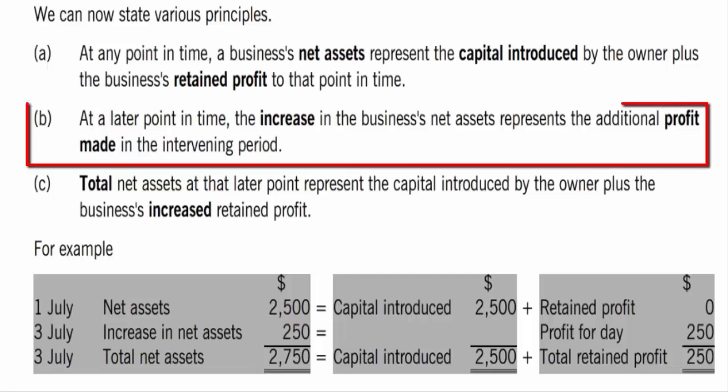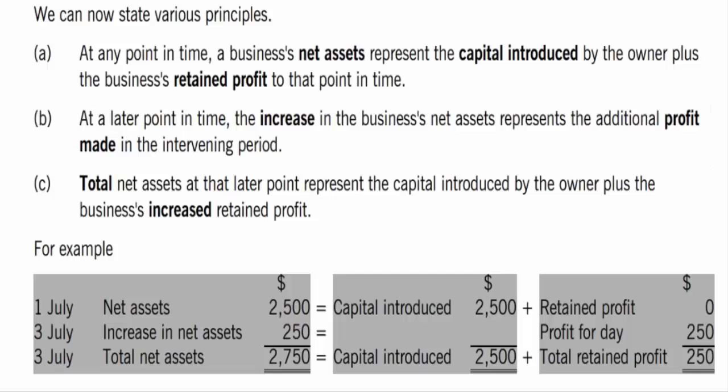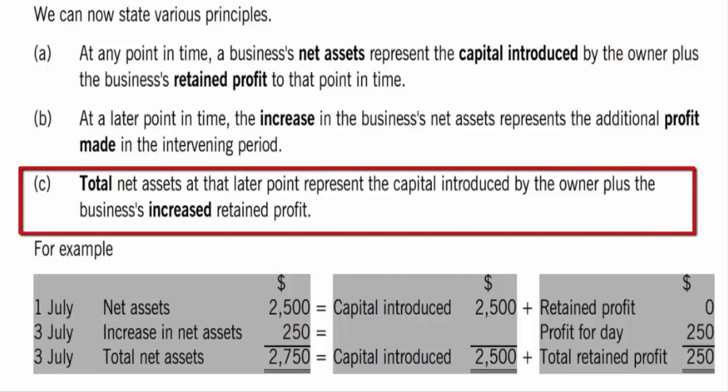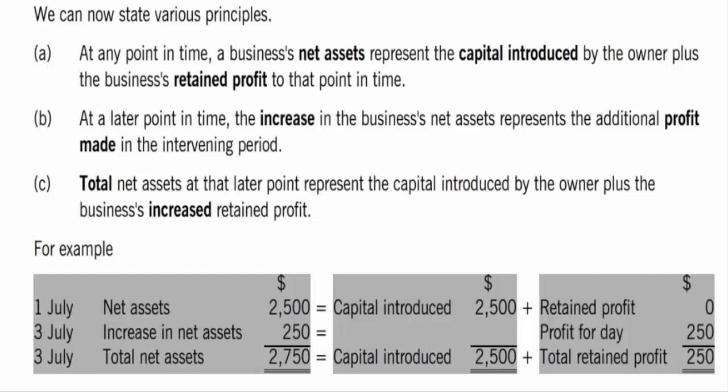2. Increases in net assets represent profits earned. When net assets go up, this increase represents profit earned by the business during that period. For Neelam, the increase of $250 from the beginning to the end of the day represents the profit her business earned on July 3rd. 3. Total net assets combine capital and retained profit. By the end of the day, her total net assets reflect both the original capital she put in and the retained profit her business has earned.